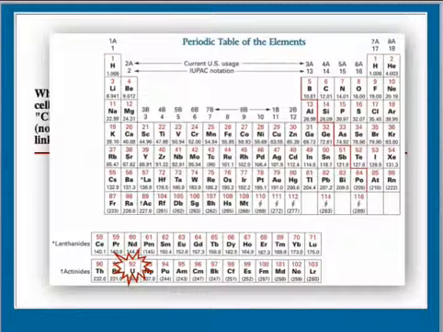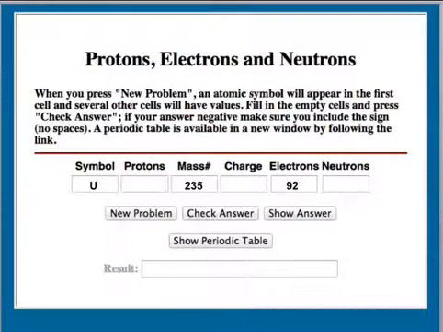All right, so we know that uranium has 92 protons. Write that in. If our mass number is 235 and 92 of them are protons, how many neutrons? Simply subtract. Now we have 92 electrons, 92 protons. What's our charge? It's a 0.